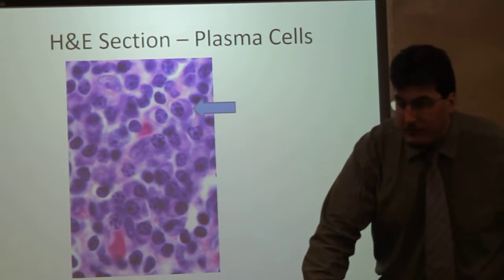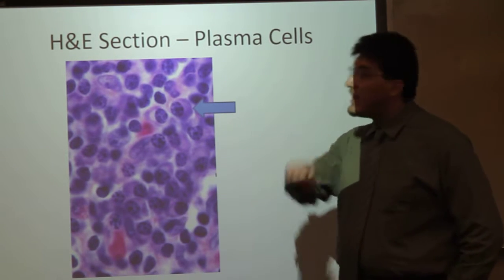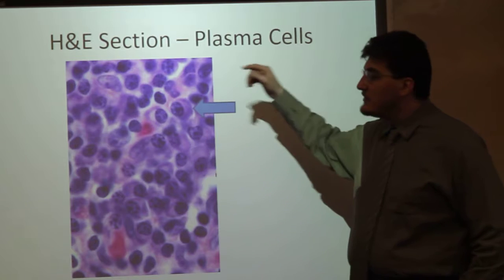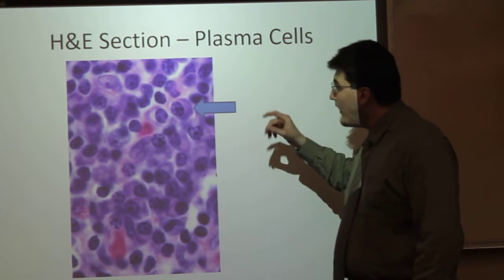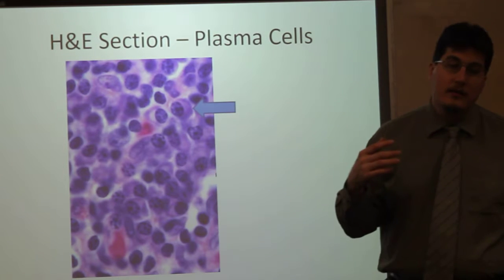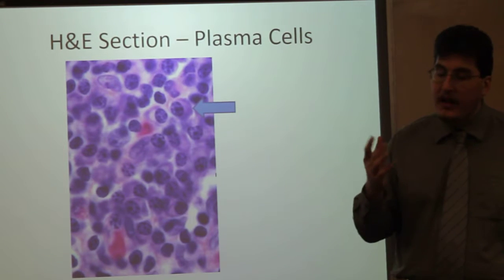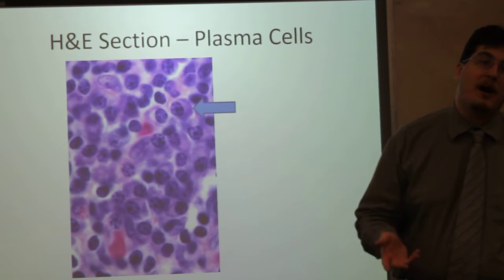When we talk about Unit 5, we will discuss the role of plasma cells as cells that produce antibodies.